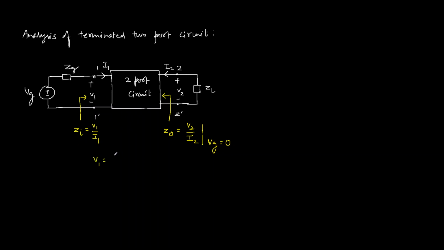The equation for two-port network is V1 equals Z11 I1 plus Z12 I2. This is first equation. V2 is Z21 I1 plus Z22 I2. This is second equation. Now we have to find out V1 by I1. Here we can see that V2 is minus ZL I2.